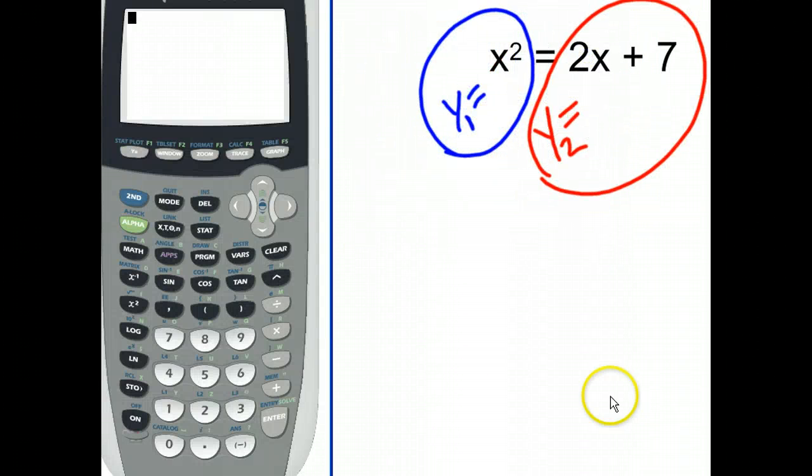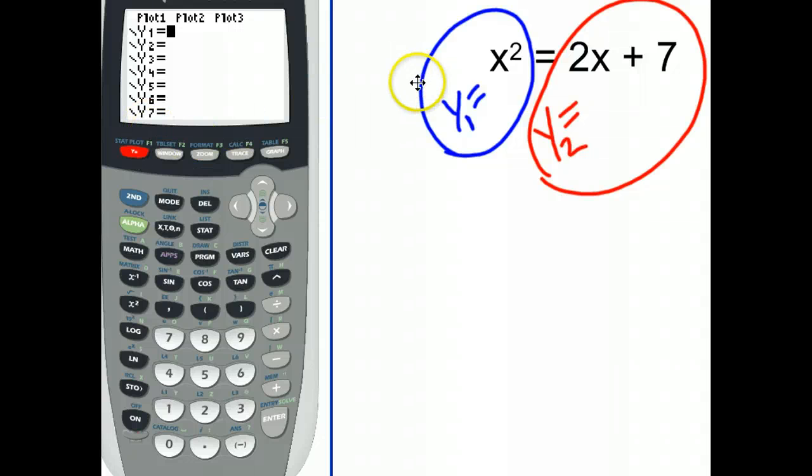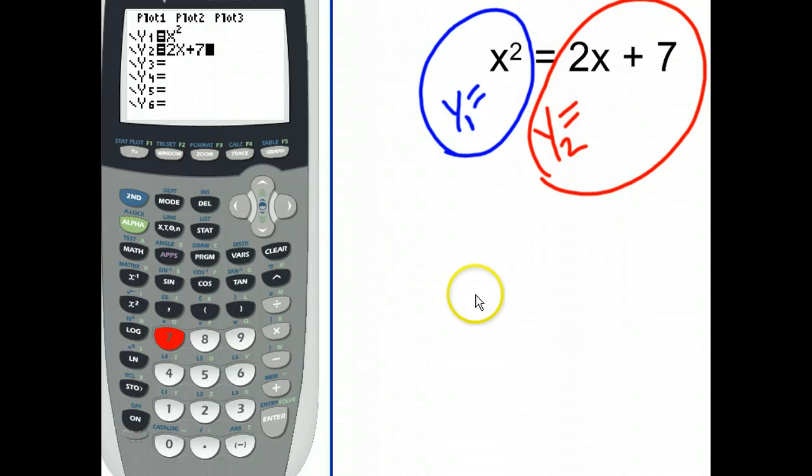Now we'll grab the calculator, and go ahead and hit your Y equals button. Hey, and look at that. There's a y1 and a y2 waiting for us to enter something in. So let's go ahead and say y1 equals x squared. And we'll arrow down and say y2 equals that 2x plus 7. And the idea here is that when I graph these two functions, they are going to intersect. And where the y1 graph intersects the y2 graph, those points are going to represent our solutions to this equation.